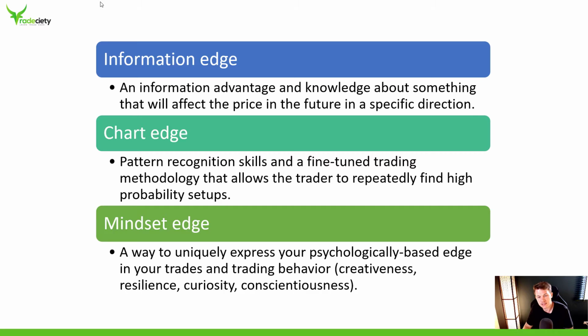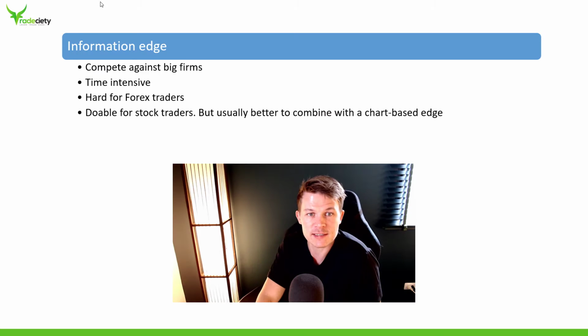And the third part is the mindset edge. The mindset edge is a unique skill set, a way that you are different from other traders psychologically, emotionally, and that you can then express in your trades and your trading behavior. Now I want to take a look at the three different parts one by one and really explain the pros and cons in the retail context. And this is applicable to hopefully both Forex and stock traders.